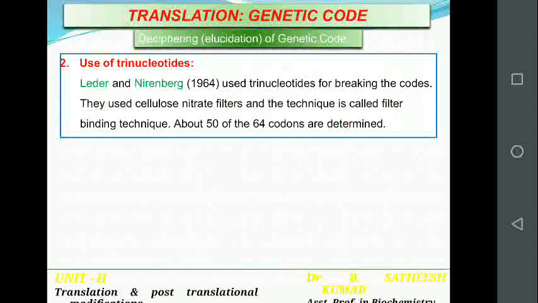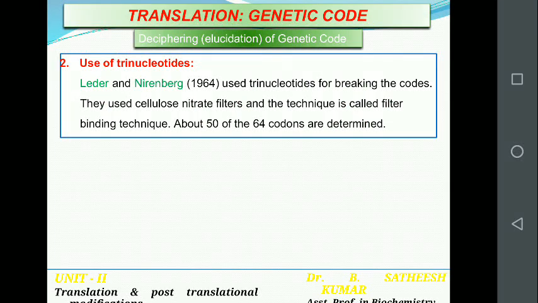Using that filter binding assay, each and every time they used a specific trinucleotide, ran 20 tubes, and found out what amino acid is specified by that particular codon or trinucleotide. Based on this, they were able to elucidate 50 codons out of 64 codons. In the case of the remaining 14 codons, they had some type of doubt. So they confidently determined 50 codons to their corresponding amino acids.